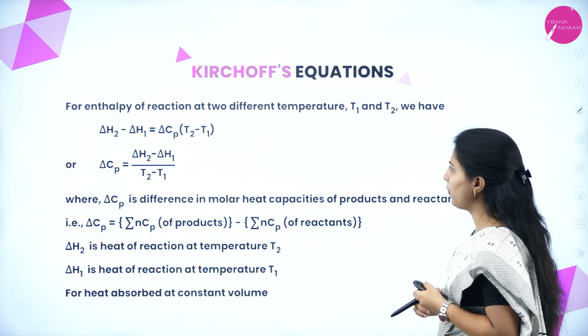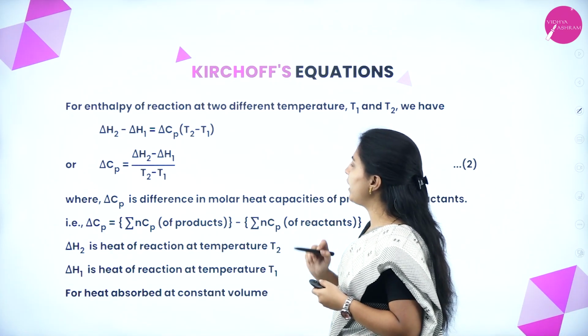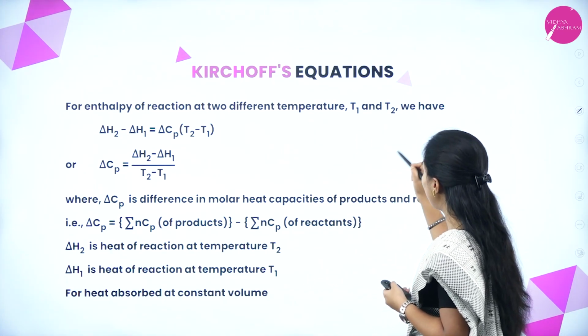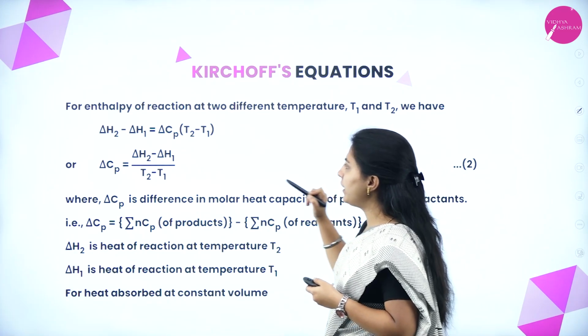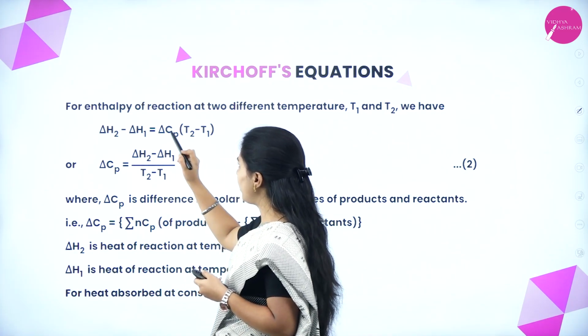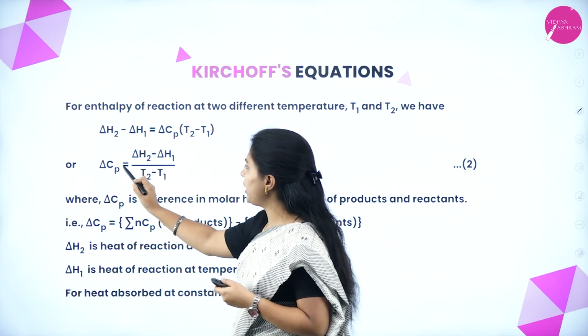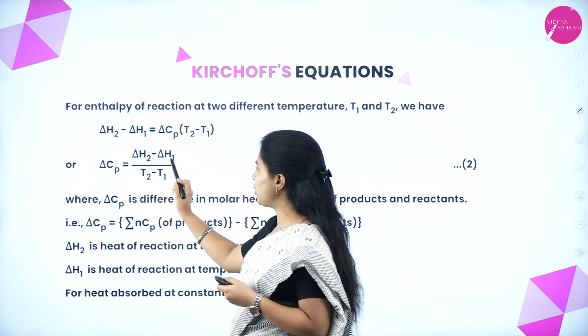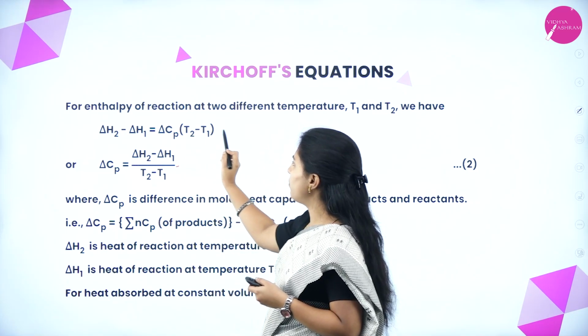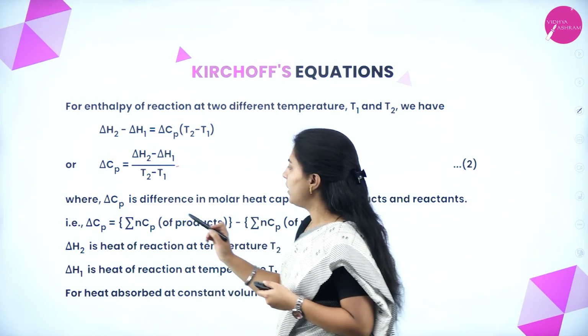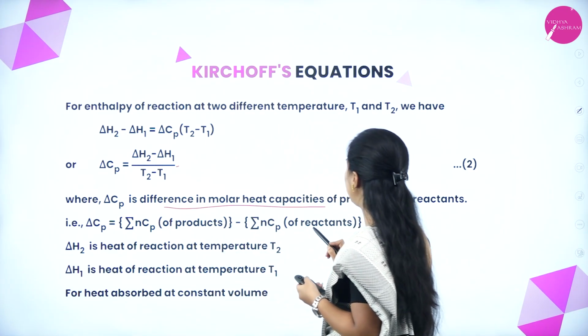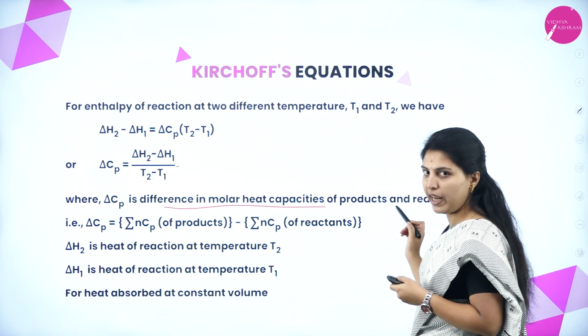Next, Kirchhoff equation. For enthalpy of reaction at two different temperatures T1 and T2, we have delta H2 minus delta H1 equals delta Cp into T2 minus T1, or delta Cp equals delta H2 minus delta H1 divided by T2 minus T1, where delta Cp is the difference in molar heat capacities of products and reactants.